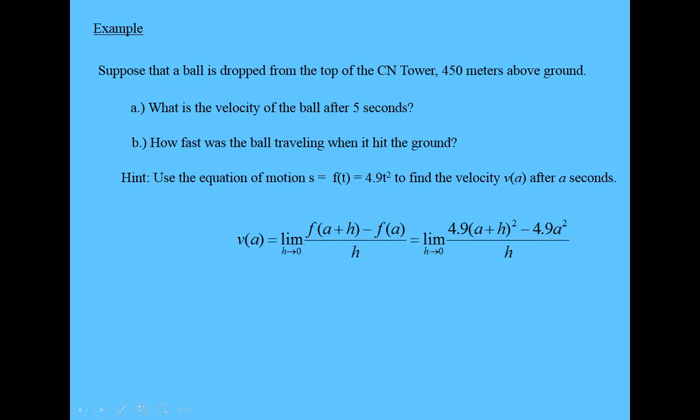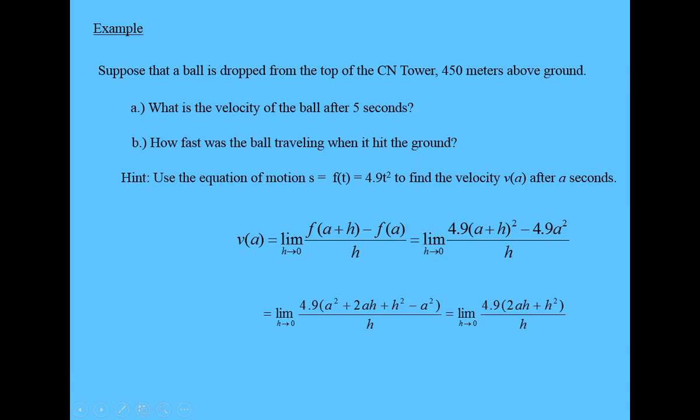To find the instantaneous velocity, we would use this formula. So for part A, if we're trying to find the velocity, remember after 5 seconds means at 5 seconds. a would equal 5. That's when we're trying to find the slope of the tangent line. However, we're going to leave a as a. So at the very end, we're going to get an expression in terms of a, but we can just plug in any value that we would like to find the slope of the tangent line at that point.